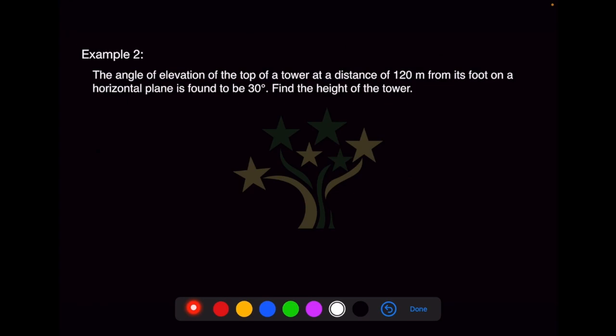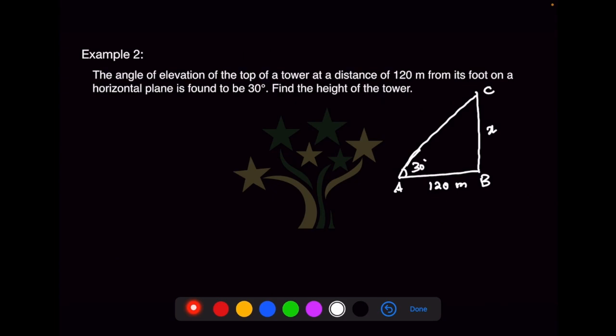Coming to the next question. It's given the angle of elevation of the top of a tower at a distance of 120 meters from its foot on a horizontal plane is found to be 30 degrees. Find the height of the tower. So we proceed in the same way. We have a tower BC and the angle of elevation to the top. What is the angle of elevation to the top? It is 30 degrees from A. And this angle of elevation is at a distance of 120 meters. The question is to find the height of the tower.